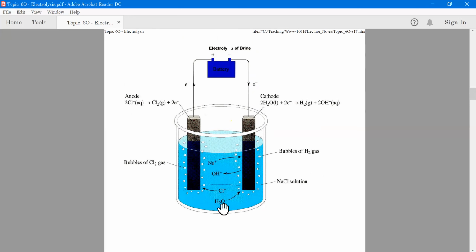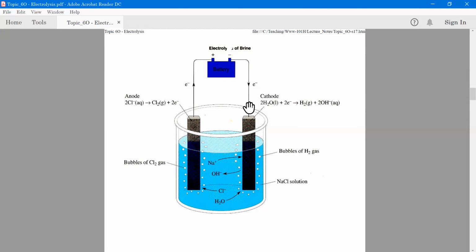Now, the solution itself, where does the chloride come from? Well, it's a solution of sodium chloride. Not only does that make the solution conductive, which it has to be, but it also provides one of the necessary reactants, which is chloride. So in this case, what occurs is that chloride gets oxidized to chlorine, giving up 2 electrons. And here are the bubbles of chlorine gas that you can see coming off.